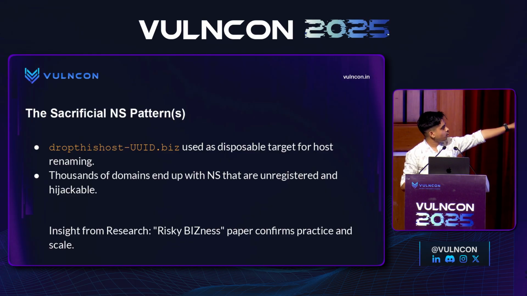Now, drop this host followed by uuid.biz was one pattern used by one particular registrar as a disposable name server, but there were thousands of domains, and I was able to identify more than a dozen name servers that were using different patterns. This is why we call these name servers sacrificial name servers, because the registrar is renaming to these name servers just for the sake of deleting some other domain.